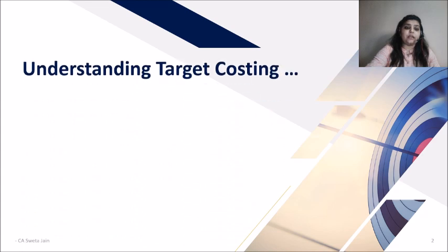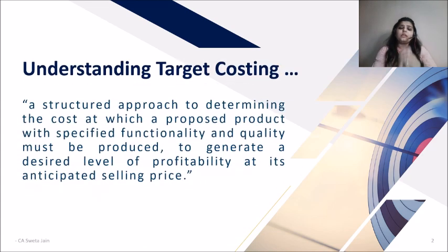Let us understand target costing. Target costing is a structured approach. Why do we call it a structured approach? Because everything is planned. We are going to do it in a structural manner, in a planned manner, to determine the cost at which a proposed product with specified functionality. What is our proposed product? Our proposed product is the chips packet with specified functionality, whether it is masala chips, whether it is your salted chips, what kind of chips is it? And quality must be produced.